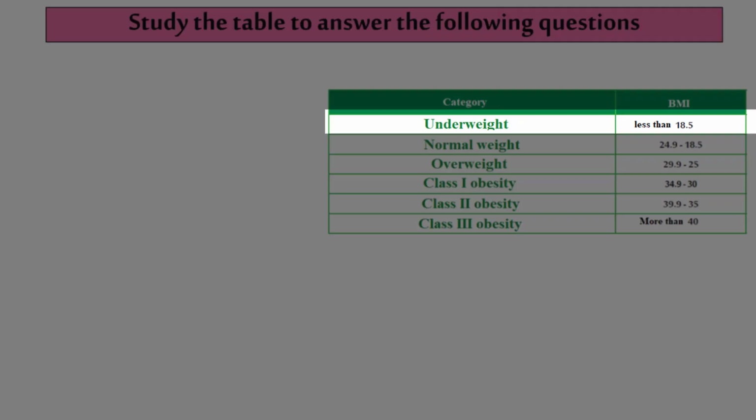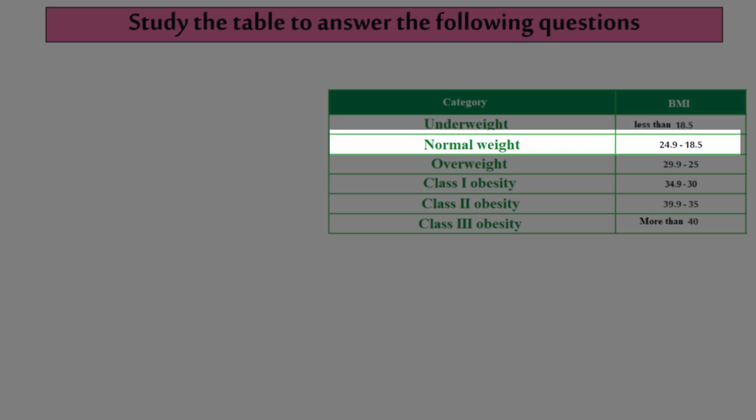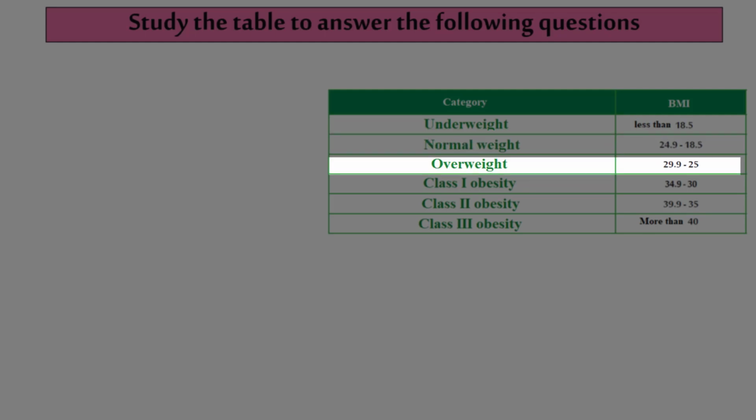A BMI, for example, less than 18.5 indicates that you are underweight, so you may need to put on some weight. A BMI between 18.5 and 24.9 indicates that you have a normal weight or you are at a healthy weight for your height. By maintaining a healthy weight, you lower your risk of developing serious health problems. A BMI between 25 and 29.9 indicates that you are slightly overweight and you may be advised to lose some weight for health reasons.